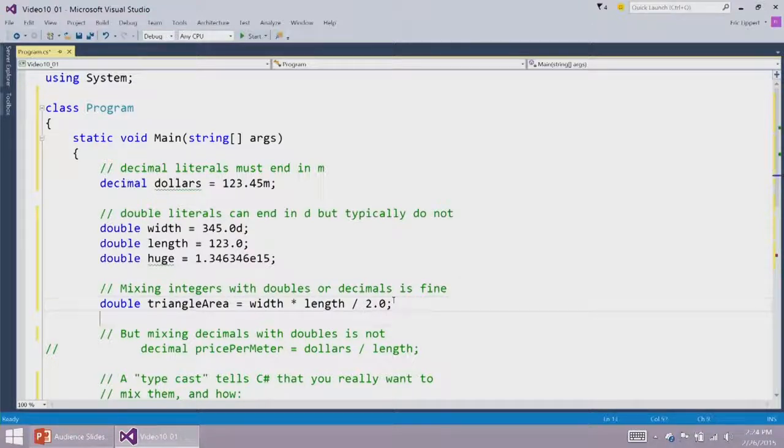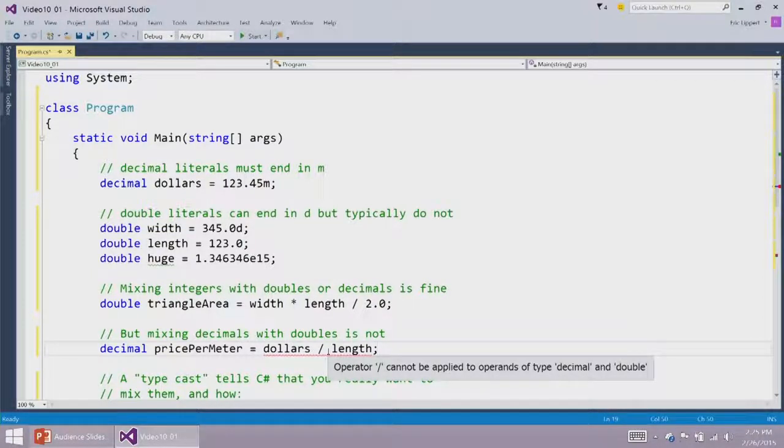Now, something that's not legal is to mix doubles with decimals. So if I uncomment this code here, I have a decimal, the price per meter. I'm going to say the price per meter is dollars, which is a decimal, divided by length, which is a double. And C# gives me a red squiggly in the IDE, and it says the division operator cannot be applied to operands of type decimal and double. The reason for that is because decimal values are almost always financial values and double values are almost always physical quantities, it usually does not make sense to add, subtract, multiply, or divide them, although this division is the one that makes the most sense.